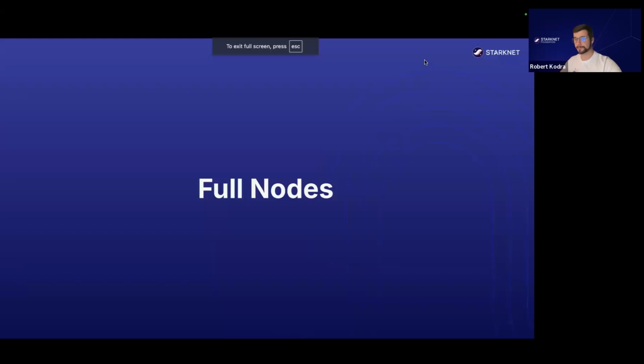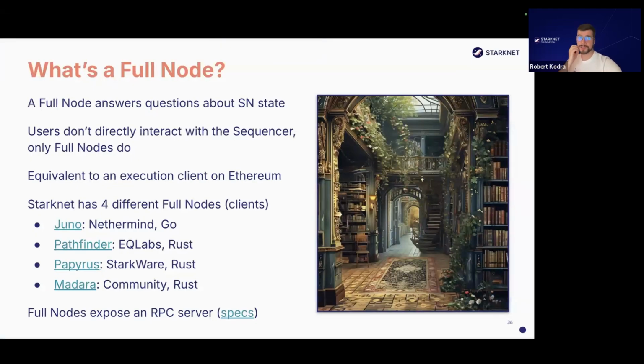So full nodes. What are full nodes? To quickly answer this question, a full node answers questions about the Starknet state. It is a node that knows the current state of Starknet, and you can query all the data on the Starknet blockchain. Users don't directly interact with the sequencer, only full nodes do. An advantage of this is that we reduce the load on the sequencer. The full node is kind of equivalent to an execution client on Ethereum, and you can use an RPC server to get information about certain transactions.